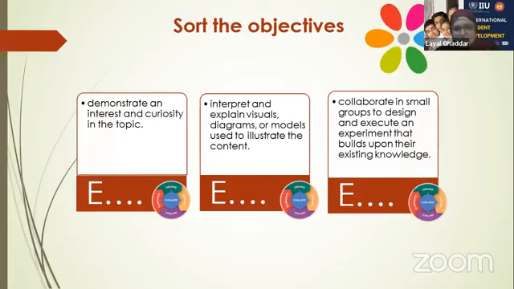Think of them. So demonstrate an interest and curiosity in the topic. So here, when I try to make the students be interested in the topic, this phase is called what? It is called engage. When I collaborate in small groups, I jumped to the third one. So interpret and explain visuals or models, this is the explain. And collaborate in small groups, this is the explore phase.